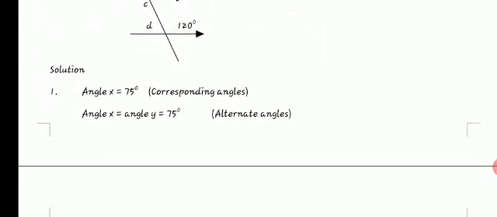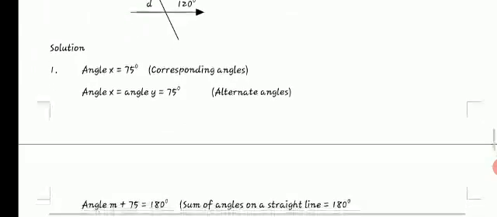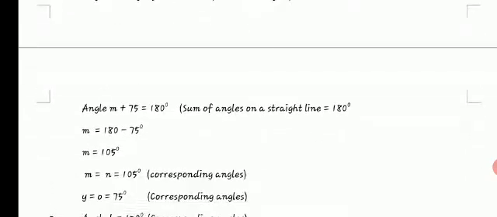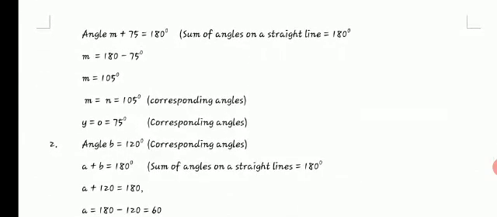Angle X is equal to 75 degrees, corresponding angles. Angle X is equal to angle Y is equal to 75 degrees, alternate angles. Angle M plus 75 is equal to 180 degrees. That is the sum of angles on a straight line. So that one leads to an equation. M is equal to 180 minus 75, so M is equal to 105 degrees. Angle M is equal to angle N. Both of them are equal to 105 degrees because they are corresponding angles. Your Y is equal to O is equal to 75 degrees. They are also corresponding angles.